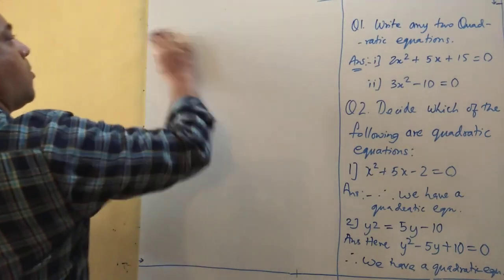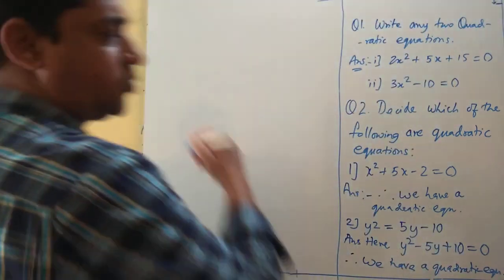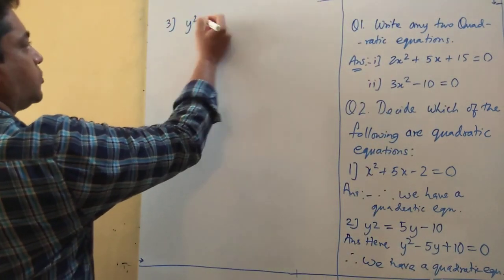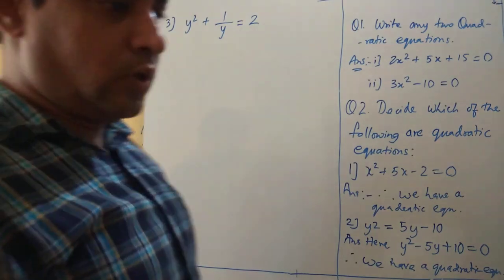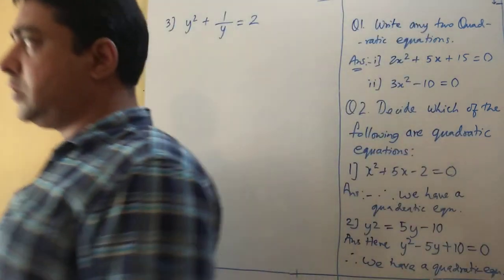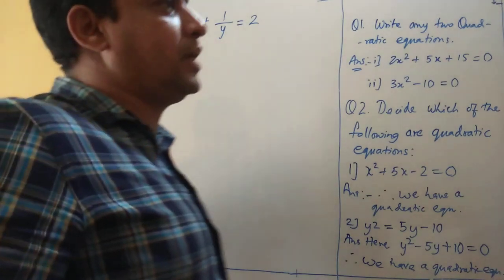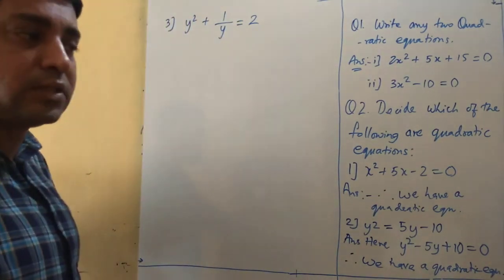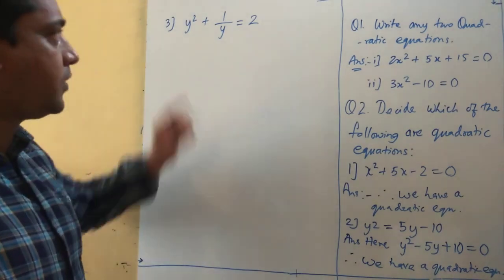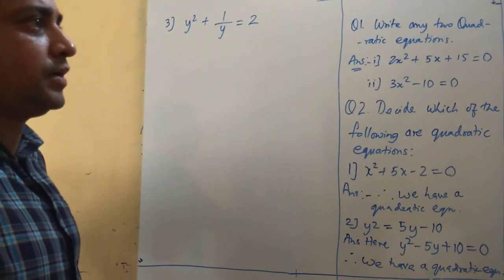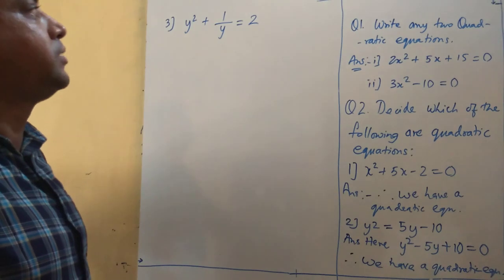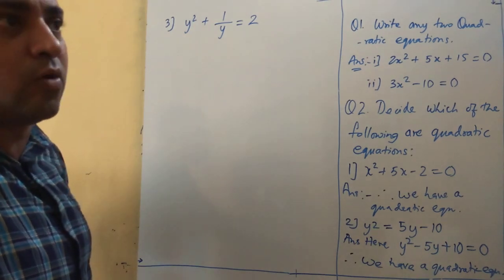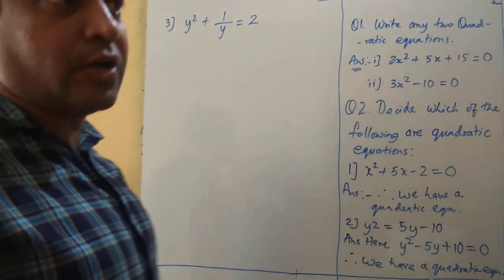Okay, the third sum is y square plus 1 upon y is equal to 2. Third sum, y square plus 1 upon y is equal to 2. Now once you look at this equation, you feel that this is a quadratic equation. Why? Many of you whose basics are not clear might write, we have a quadratic equation. But if you look at the equation, it's not in the proper form actually. The middle term, 1 upon y, is in fraction form. So you'll have to write it in the proper linear form.